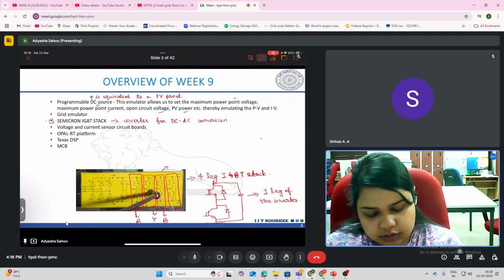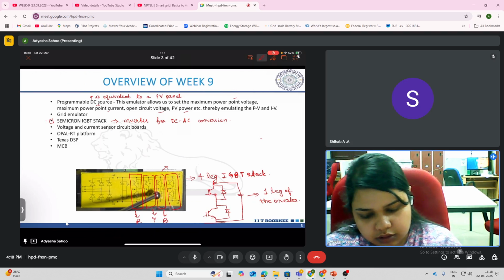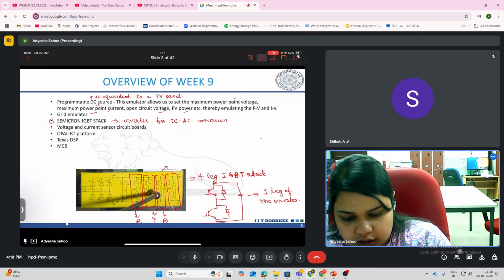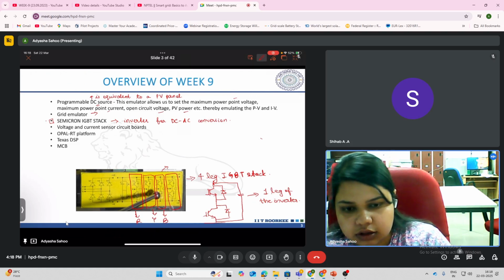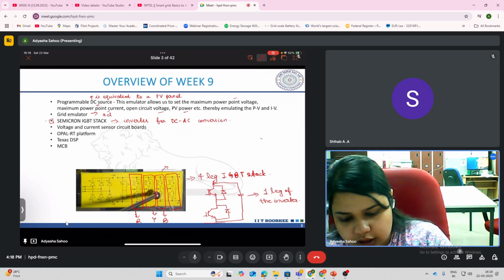Now the next equipment, the grid emulator, is here acting as the grid, like the PV panel is being emulated by the programmable DC source. To mimic the performance or characteristics of the grid, we have the grid emulator. So it is acting as the grid side.